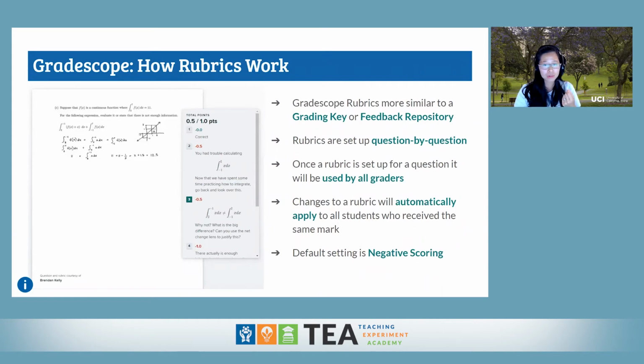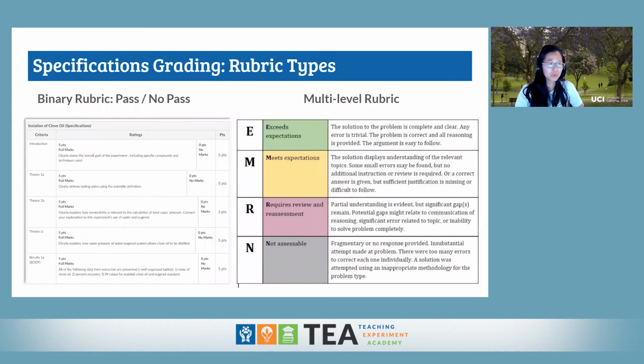However, if you think about it, for specs grading, rubrics look a lot more like this, right? These are the two that Renee talked about in our TA program: the binary rubric, which is pass, no pass, and a multi-level rubric, right? This example is specifically an EMRN rubric, but these really aren't focused on subtracting points, right? So how exactly do we set this up in Gradescope?